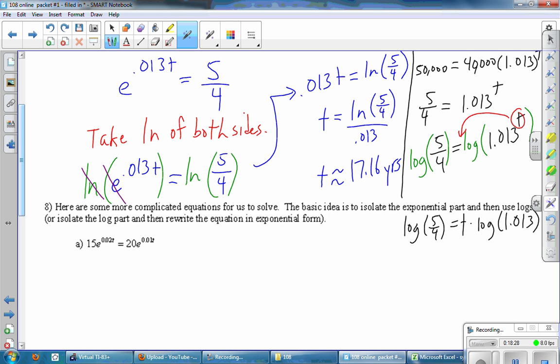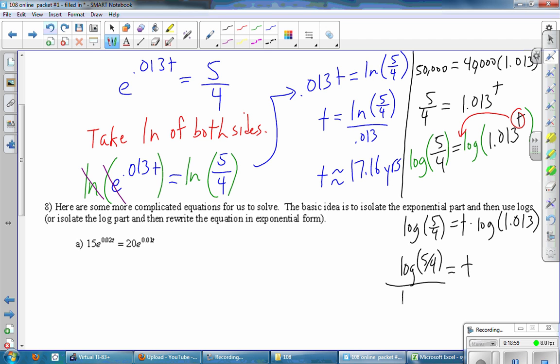So other good news is that log of 1.013 is just a number. You could type it on the calculator if you want to, but in my mind, I'm just thinking, oh, okay, this is like the number 14. And so really the equation is saying 14t equals some other number. And how would you solve that equation for t? You'd divide both sides by 14. We're going to divide both sides by that log of 1.013. And so our answer to this question is just log of 5/4 divided by log 1.013.